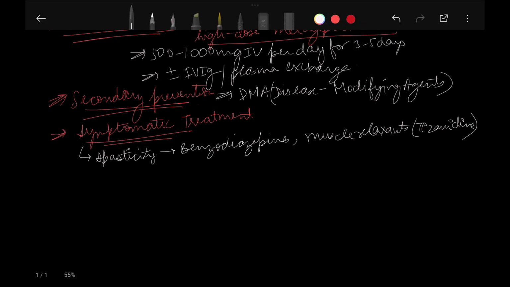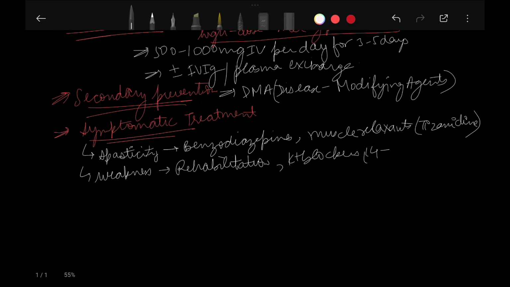Okay, in symptomatic treatment, for spasticity we have benzodiazepines and muscle relaxants such as Demyelinating. And for weakness, we have rehabilitation and potassium blockers such as 4-aminopyridine and delphampyridine.